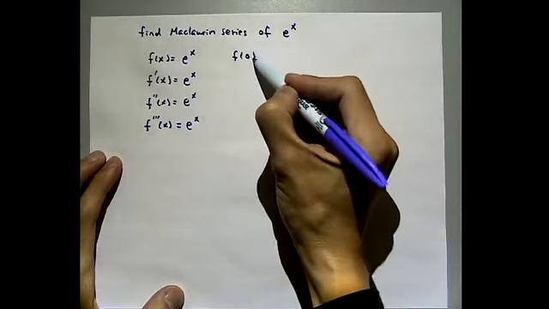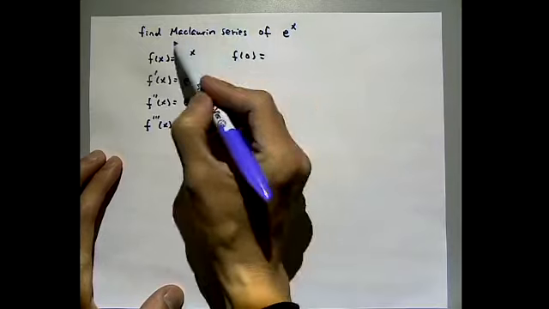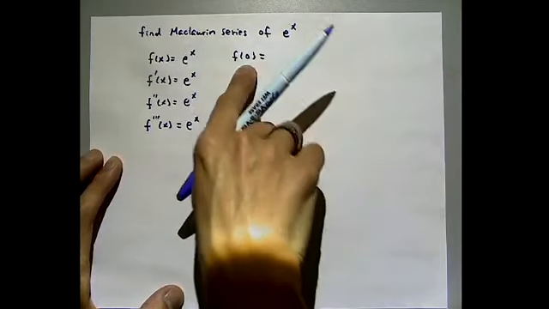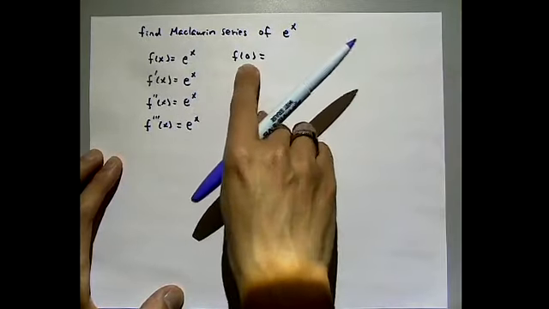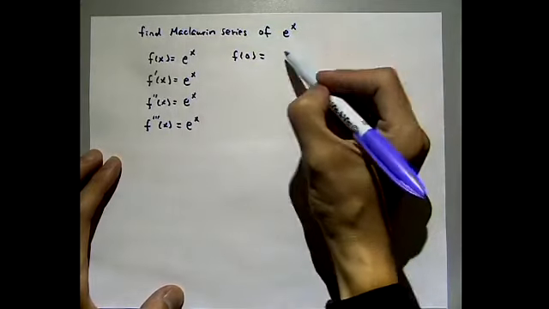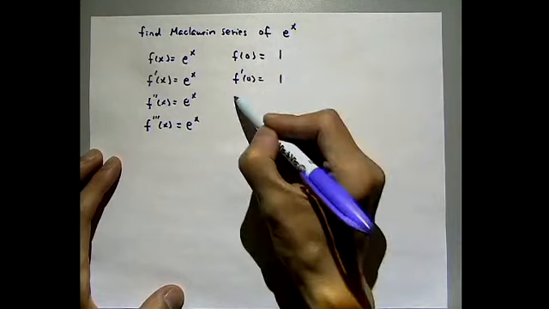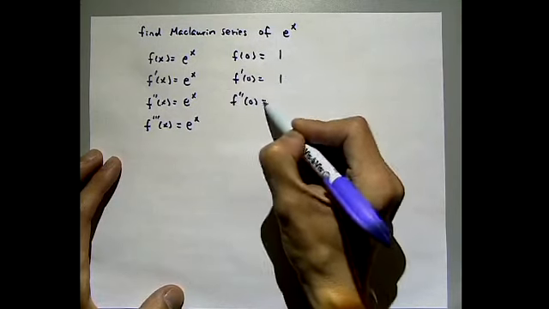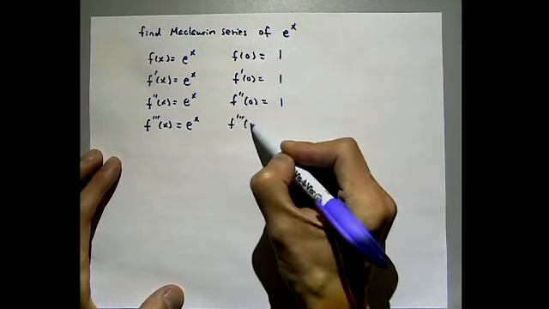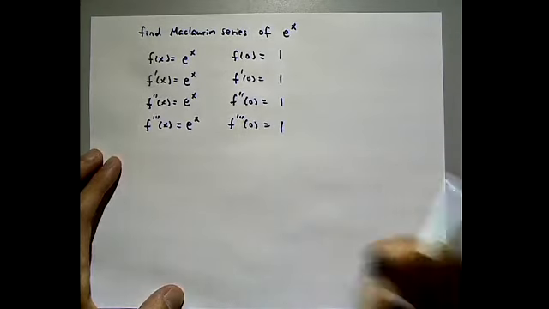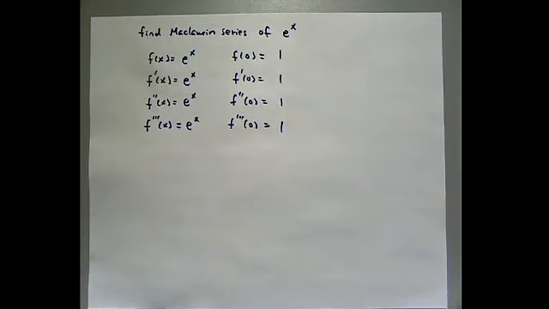Then we need to know what happens at 0 because we're dealing with a Maclaurin. With a Taylor, this could be any number, but with a Maclaurin, we're always at 0. So 1, 1, 1, 1. This thing doesn't change.